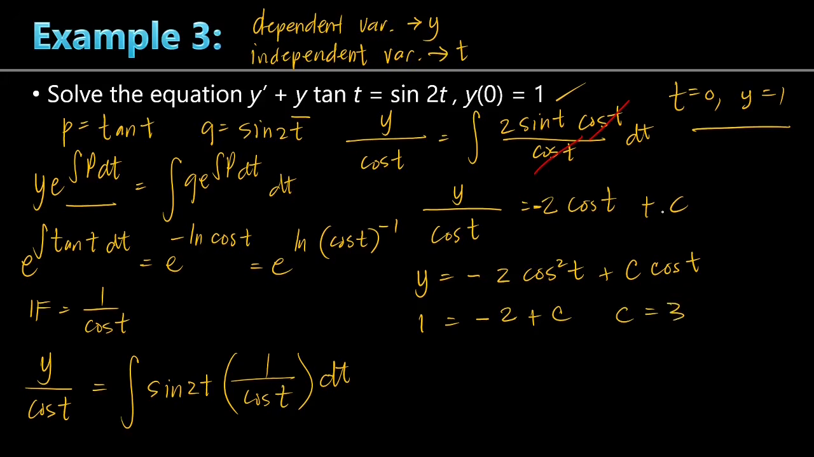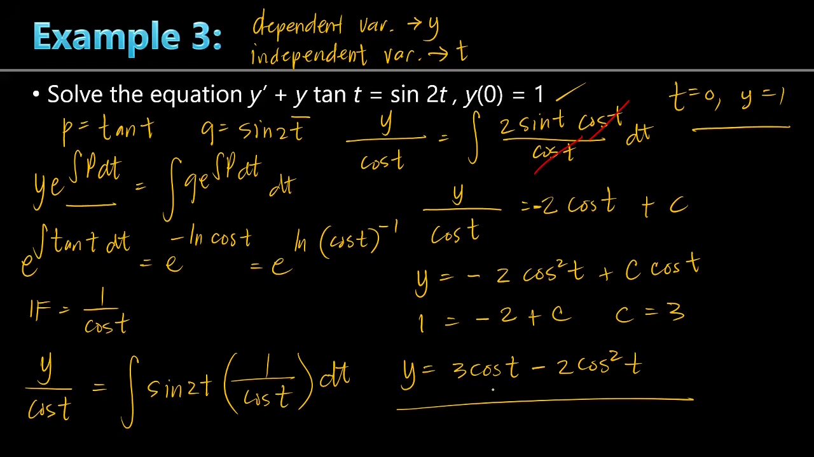Ayan. So, ito, lagay ko lang doon. Meron akong particular solution. Diba? Okay. So, here is now the particular solution of the initial value problem. Unahin ko na yung term na positive. Ito. So, 3 cosine t minus, ito siya, 2 cosine squared t. Okay? So, this is now my particular solution. This is the solution of this given initial value problem.